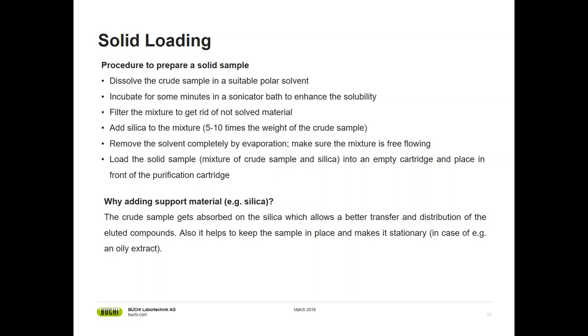Now, why do you have to add a support material? The crude sample gets absorbed on the silica, which allows then a better transfer and distribution of the eluted compounds to the purification cartridge. And it also helps to keep the sample in place and makes it stationary, for example, if you're working with an oily extract.